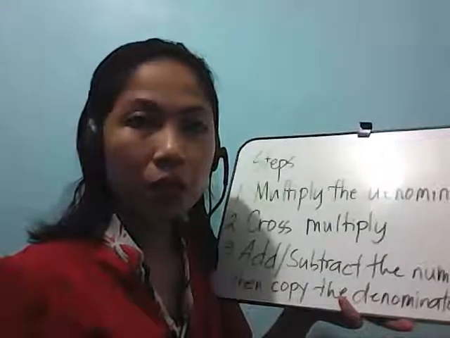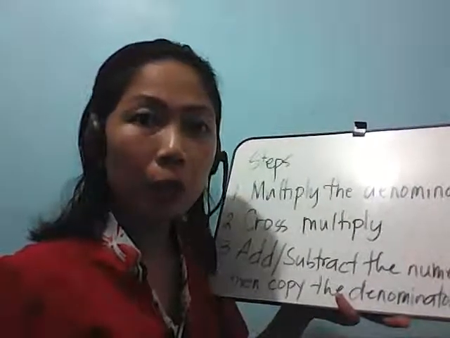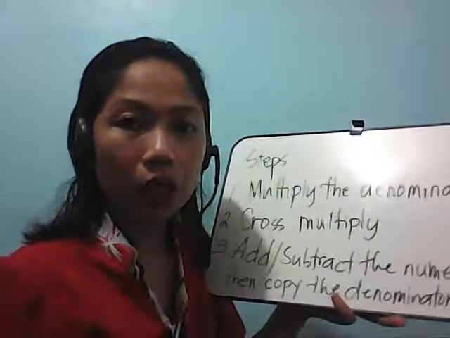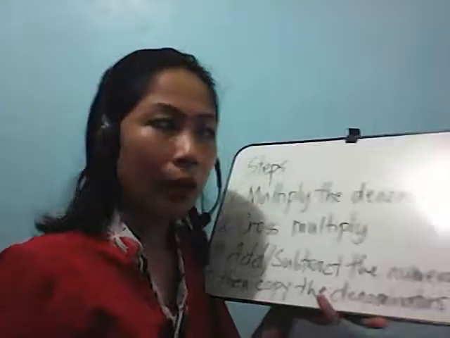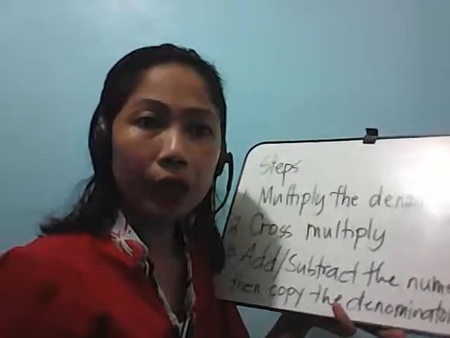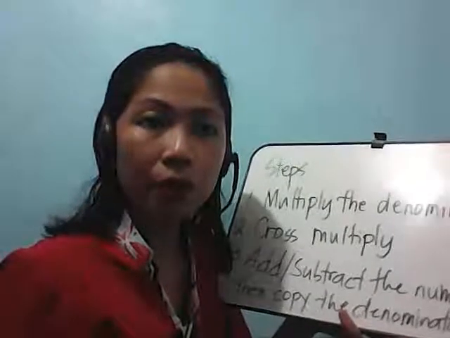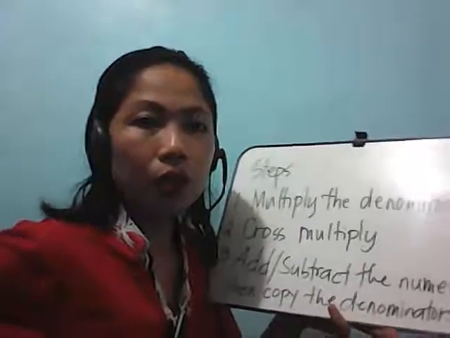When we say mixed form, you have a whole number and a fraction. But if your answer has a greatest common factor, you need to reduce it to the lowest terms also. So, you just divide.